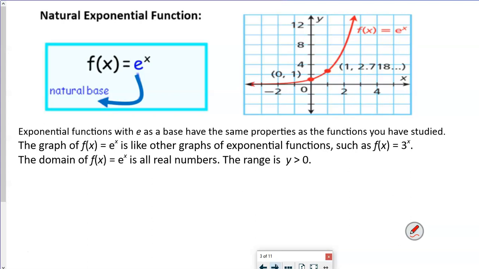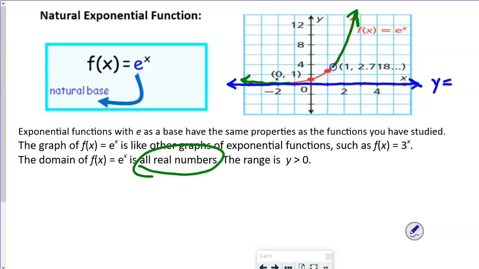Exponential functions with e as the base have the same properties as functions that we've studied before. So the graph of f of x equals e to the x is like other graphs of exponential functions, such as f of x equals 3 to the x. So that's a growth function, right? I want you to notice here that as I'm going to the right, it continues to go to the right, and as I'm going to the left, it continues to go to the left. So the domain is, again, all real numbers. And when we're talking about the range, notice that everything in this graph is above this line right here, so our asymptote would be y is equal to 0. So what does that tell us about the range? Then all of our range is y is greater than 0.